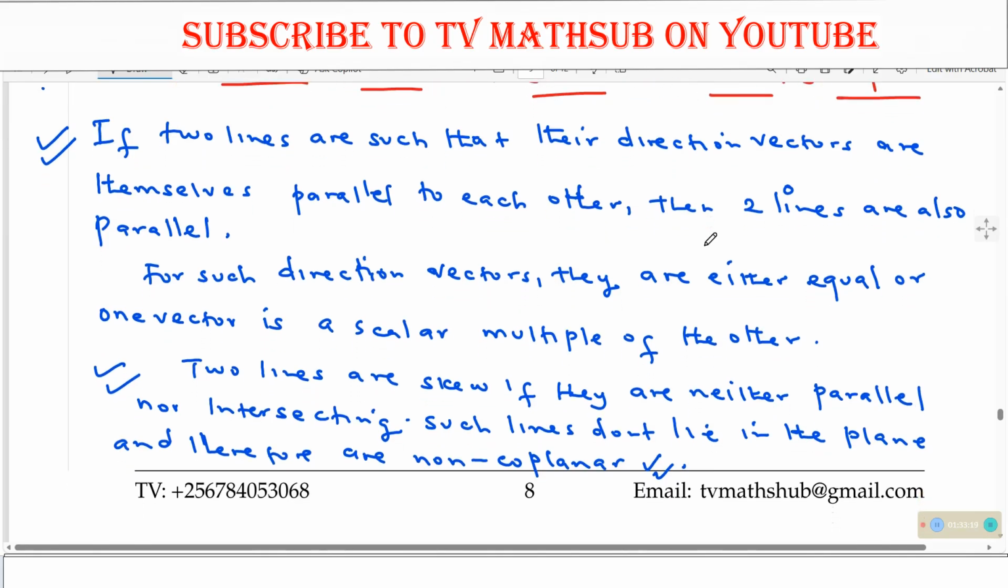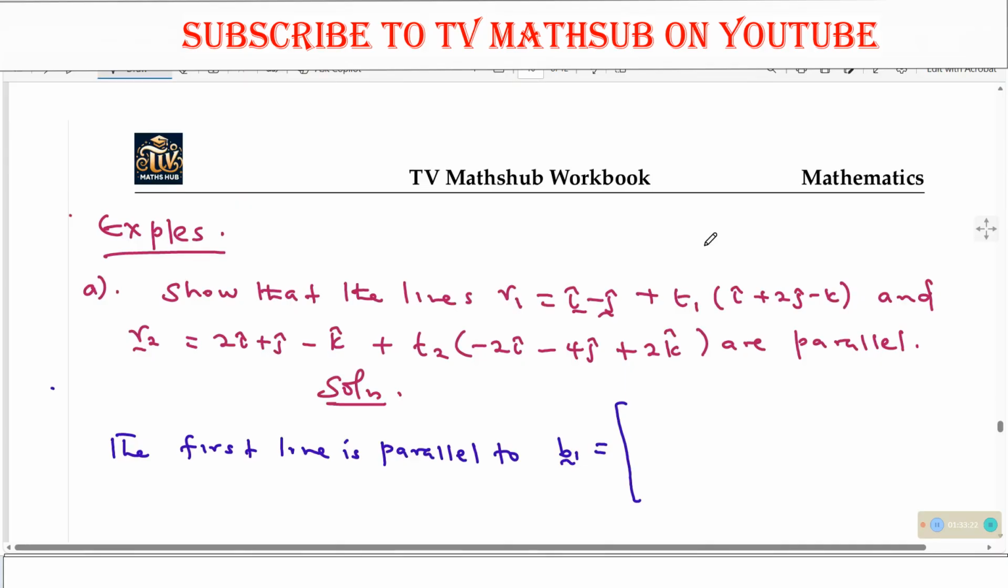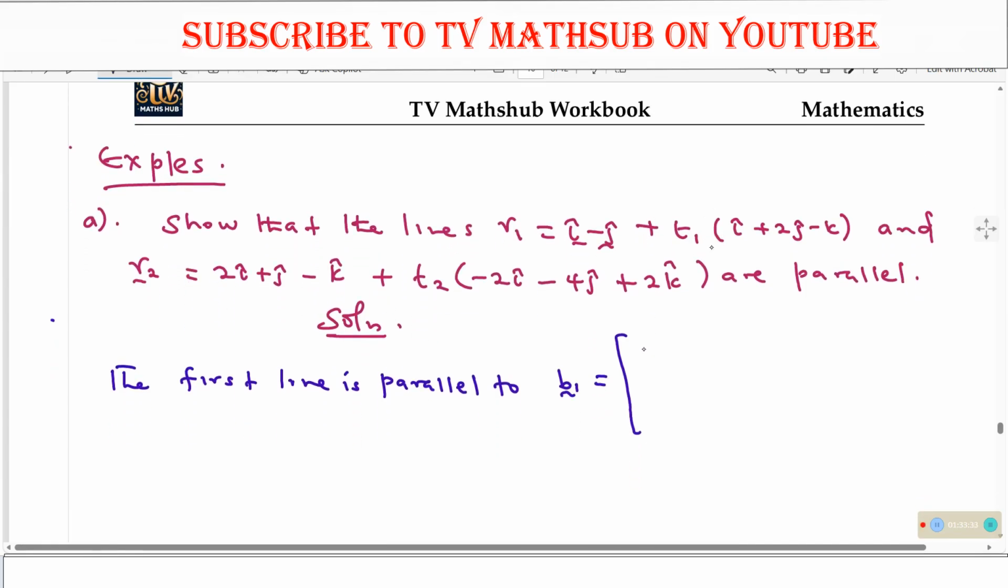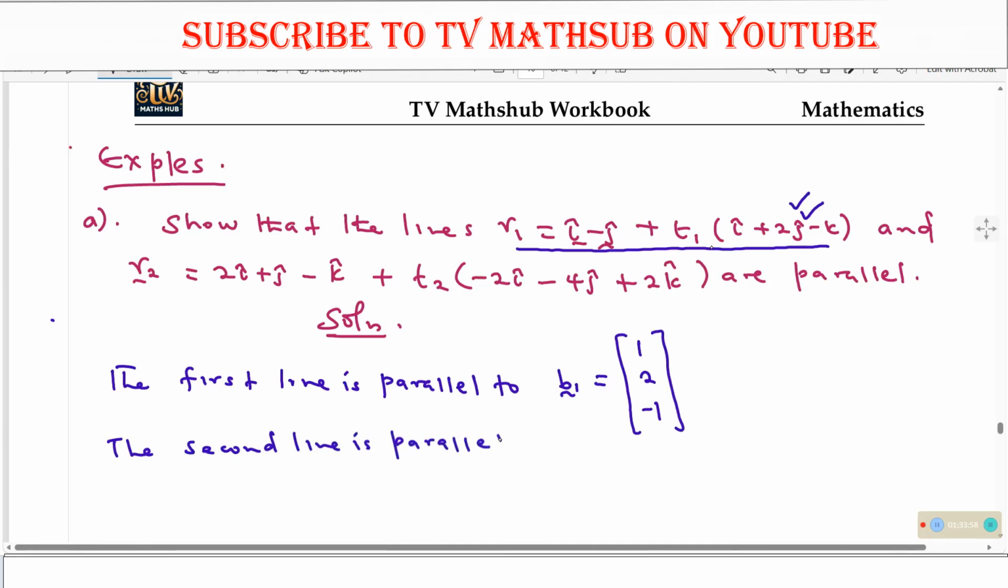Yes. Now, here we are given the two lines, line 1 and line 2. We are saying the first line is parallel to what vector? The parallel vector is 1, 2, negative 1. Then the second line is parallel to negative 2, negative 4, 2. So B2 is negative 2, negative 4 and 2.